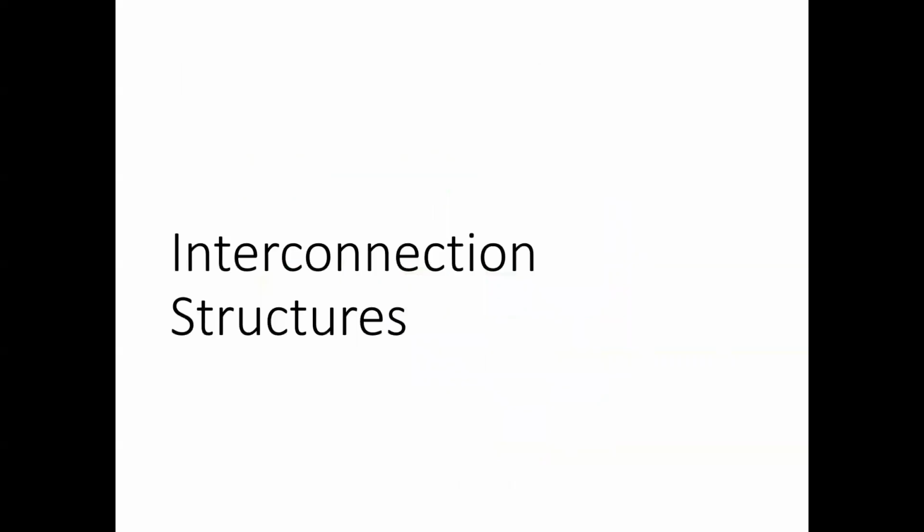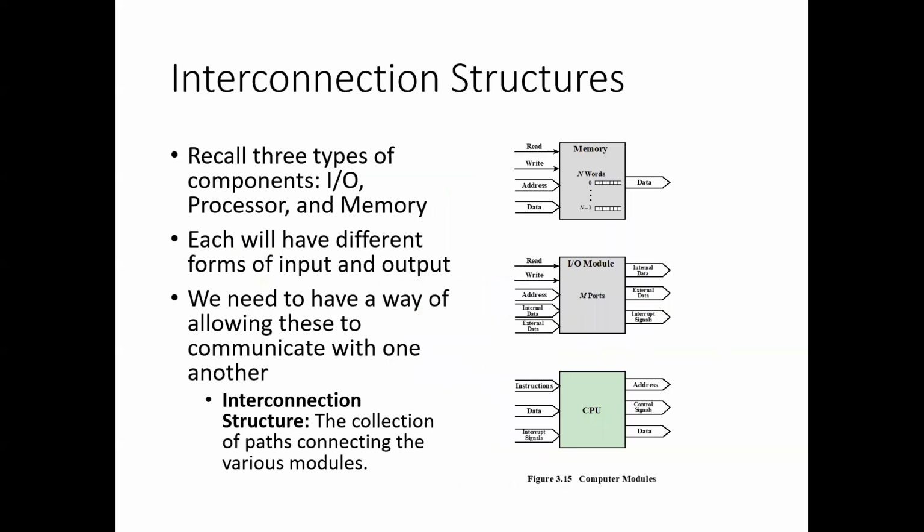So interconnection structures are the way that the different components of the computer are connected. So we have the IO, processor, and memory, and each one will have different forms of input and output. We need to have a way of allowing these to communicate with one another, and this is the interconnection structure. That's the collection of paths connecting the various modules together. So how do we connect the memory to the IO module to the CPU?